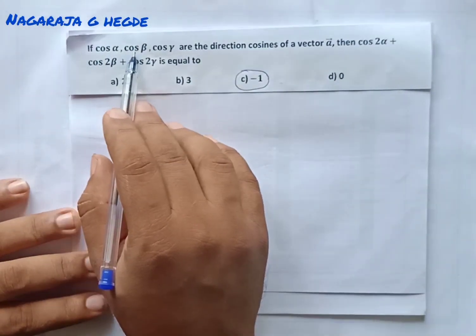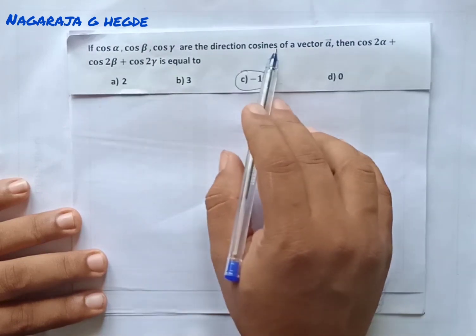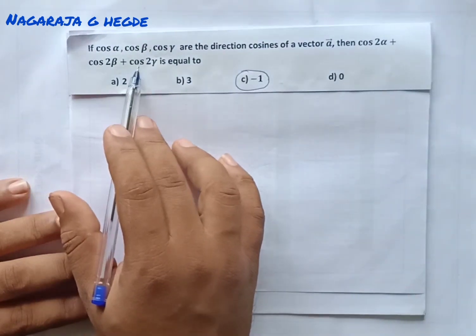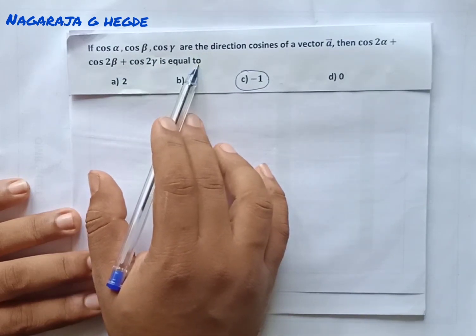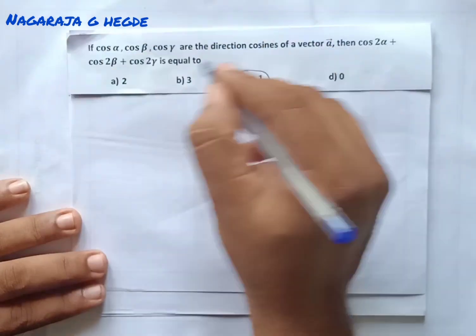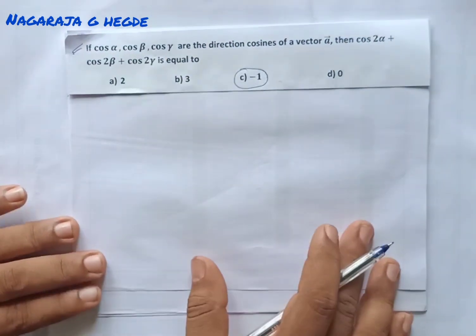If cos alpha, cos beta, cos gamma are the direction cosines of a vector A, then cos 2 alpha plus cos 2 beta plus cos 2 gamma is equal to? This is also a direct question. The answer is -1. You have to remember this result.